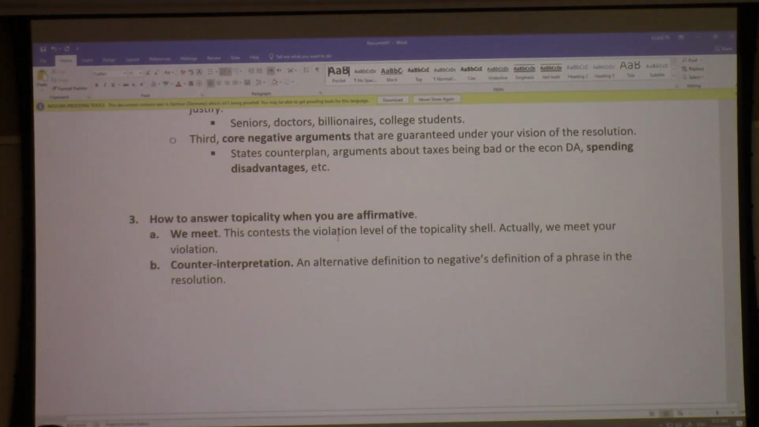So the negative in this case has defined redistribution, and in this case the affirmative is counter defining fiscal redistribution. So they're counter defining redistribution. So you always need another definition of any word that the negative has defined.